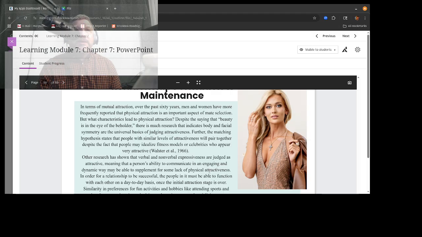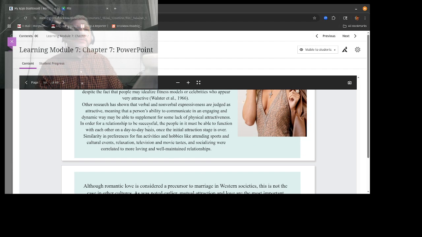Other research has shown verbal and nonverbal expressiveness are judged as attractive. That's helped me out a bunch, by the way. I can score a little higher because of that. Meaning that a person's ability to communicate in an engaging, dynamic way may be able to supplement for some lack of physical attractiveness. In order for a relationship to be successful, people must be able to function with each other on a day-to-day basis. And once the initial attraction phase is over, we've got to be able to communicate, right?